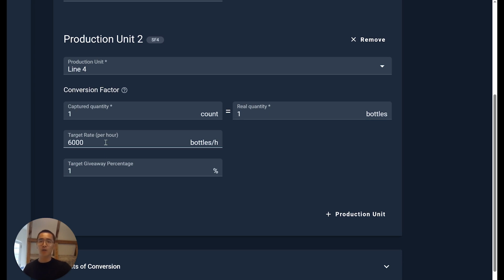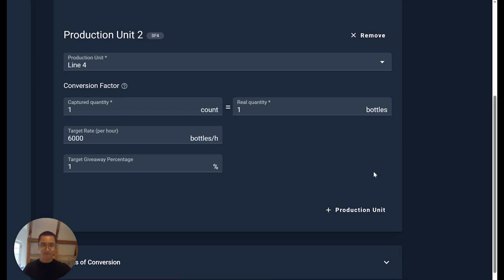What we'll also need to validate is that the target rate itself, so the maximum speed of the line for that specific product, is set here in the same units. So in bottles, and in this case, bottles per hour. Note that we will be using the conversion factor to switch the 6,000 bottles per hour to cases per hour, or any other units per hour target that we'll want to have. So this is well configured right now. We've got a 1-to-1 ratio and the 6,000 bottles per hour target.